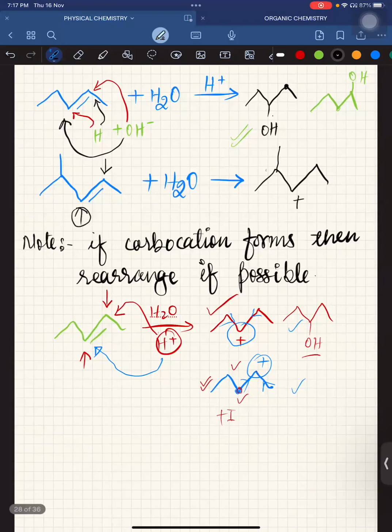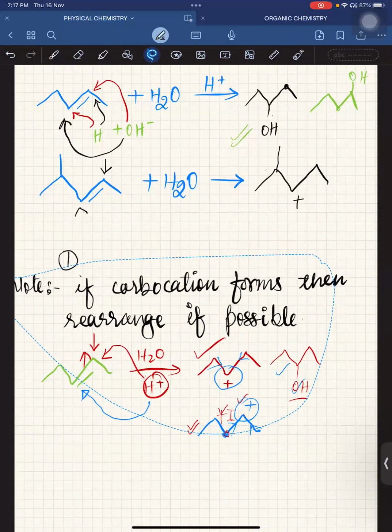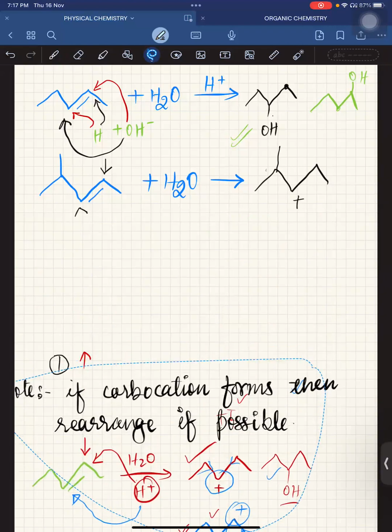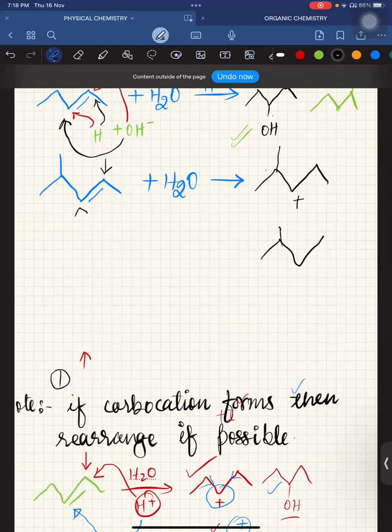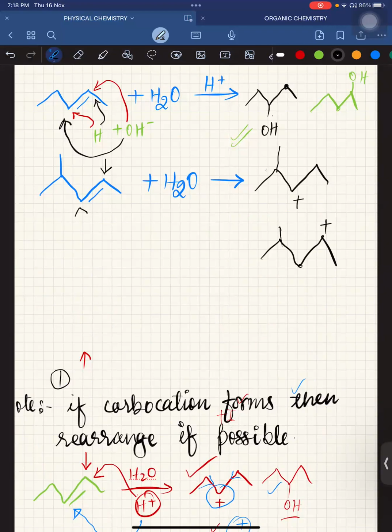Or if I make the positive charge here, the hydrogen is here now. Now, which one is more stable, this one or this one? What do you think? This one is more stable, right? So what you need to do is very simple. You need to focus on this carbocation. Carbocation formation takes place, then you are going to shift.